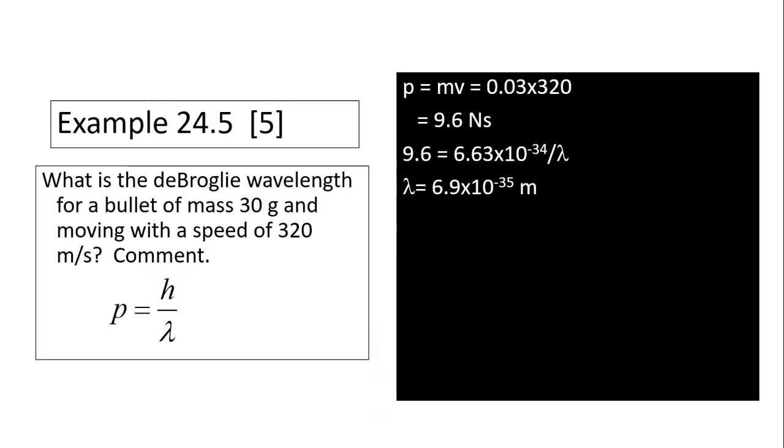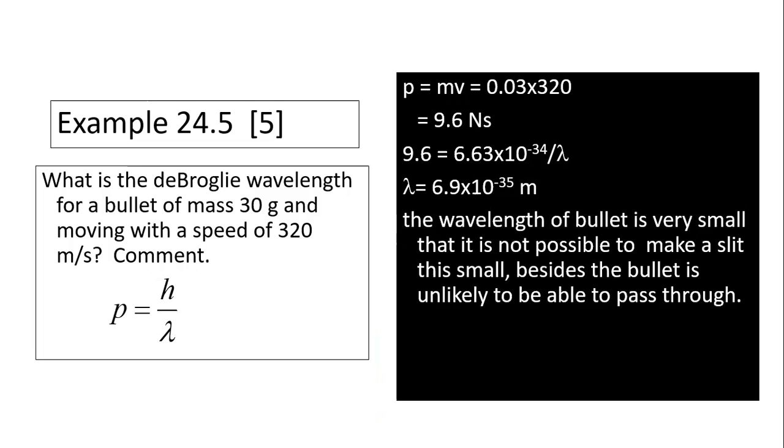The comment is very simple. The wavelength is very, very small. You can't get this small size. So for a bullet moving, you cannot show its wave nature. There's no way you're going to show the diffraction because you have to have a hole that small. And for a hole that small, the bullet cannot go through. Bullet is too big.